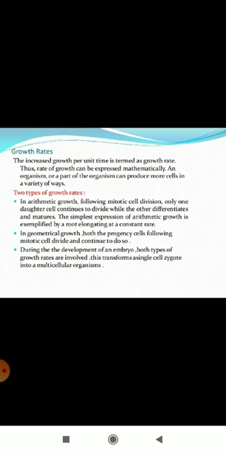Now the second type of growth rate is geometrical growth. In geometrical growth, both the progeny cells, both the daughter cells, after following mitotic cell division, continue to divide. So when a cell divides, it results in two cells through mitotic division, and both the cells continue to divide mitotically in future generations. During the development of an embryo, both types of growth rates are involved. This transforms a single cell zygote into a multicellular organism.